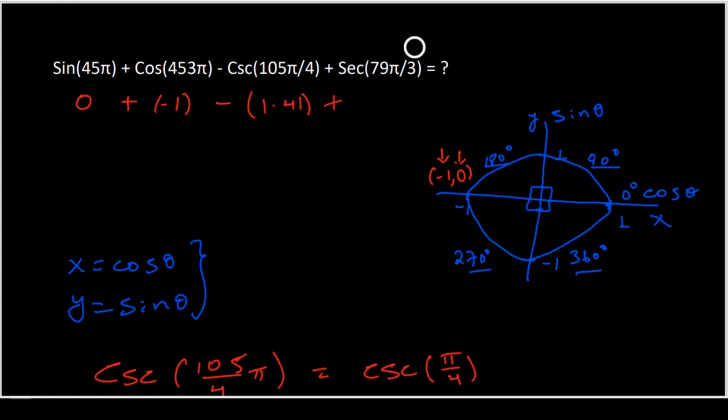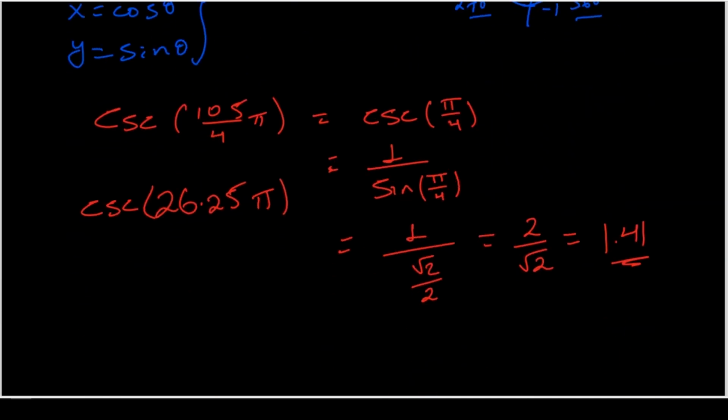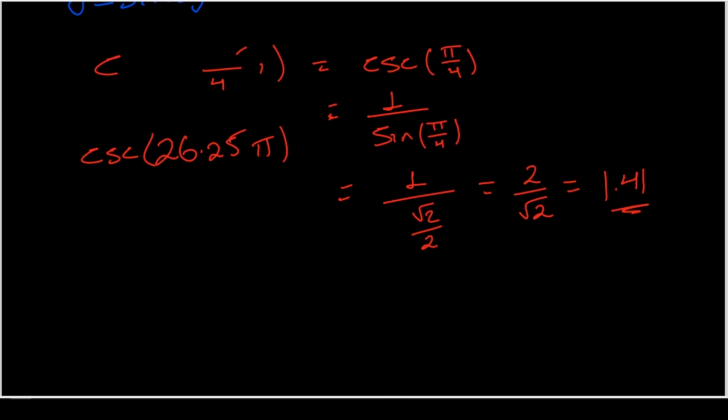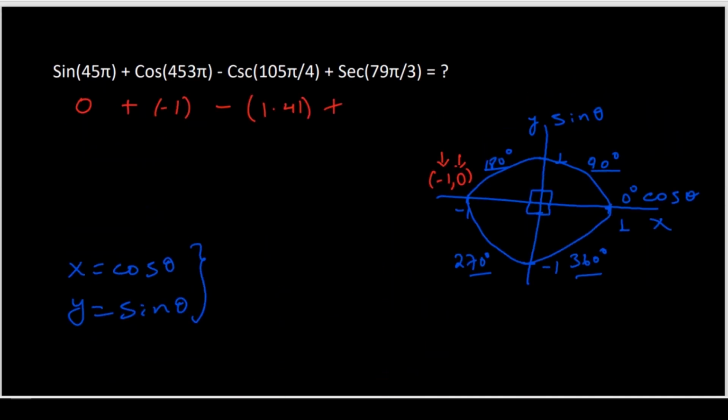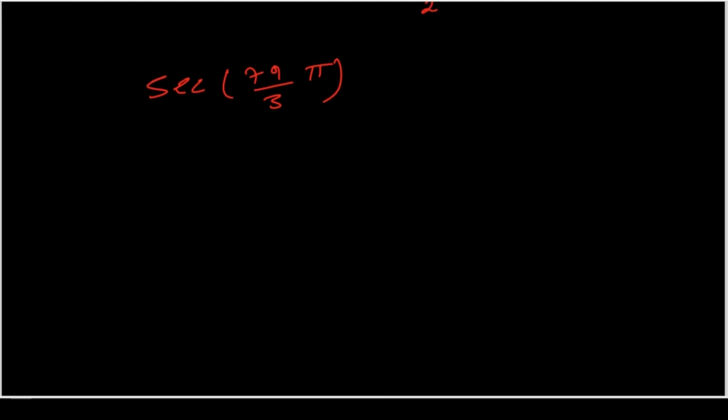Now we're almost done. We have 79 pi over 3. We'll do the same thing again. Let's clear up some space here, or we'll do it down there. Now the question is secant of 79 pi over 3. So what did I just say? The easiest trick here is that I'm just going to substitute 79 over 3 in my calculator.